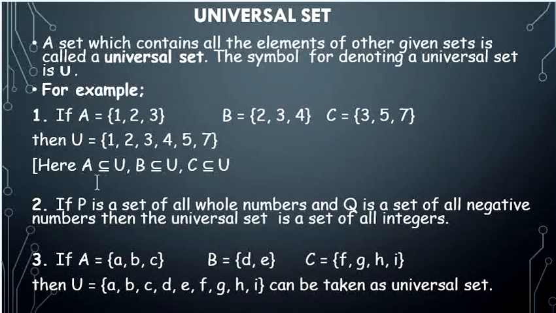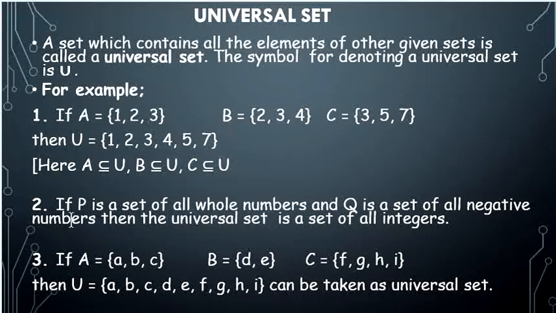Here we can say one more thing, that A is a subset of the universal set, and B and C are also subsets of the universal set. So basically all the sets are subsets of the universal set, because the universal set contains all the elements of the other sets.